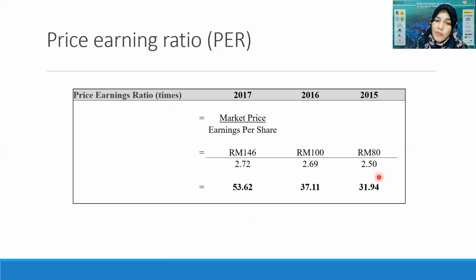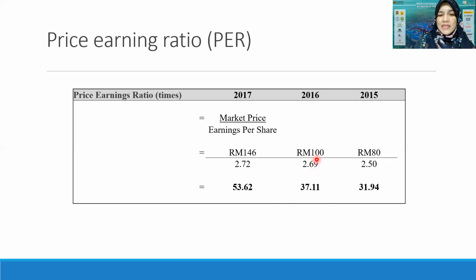So if we compare with earning, which is quite stable, the company is able to make 2.5 of PE, which in other words shows the market price that the investor is paying is, right. So sorry, actually the 2.5, 2.6 and 2.7 that I mentioned is the earning per share. The PE ratio is 31.9, 37.11 and 53.62.